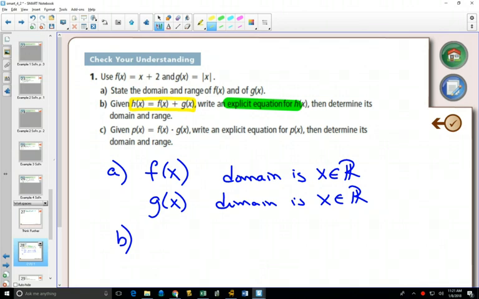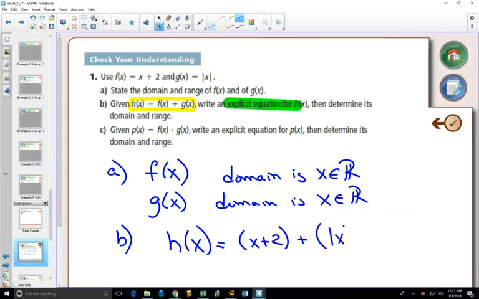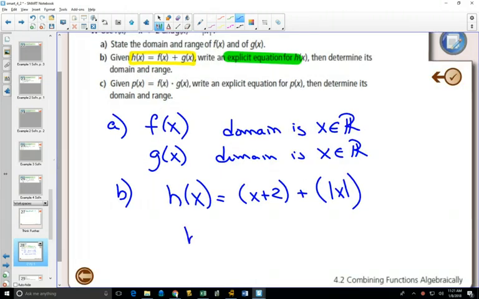So what we can do is we can start off by saying, well, h of x is just f of x, and f of x is x plus 2, plus g of x, and g of x is the absolute value of x. So all I need to do is add those two together. If I take off the brackets, is there anything I can combine? Not really. There's no like terms. You can't add the absolute value of x with the x in this case.